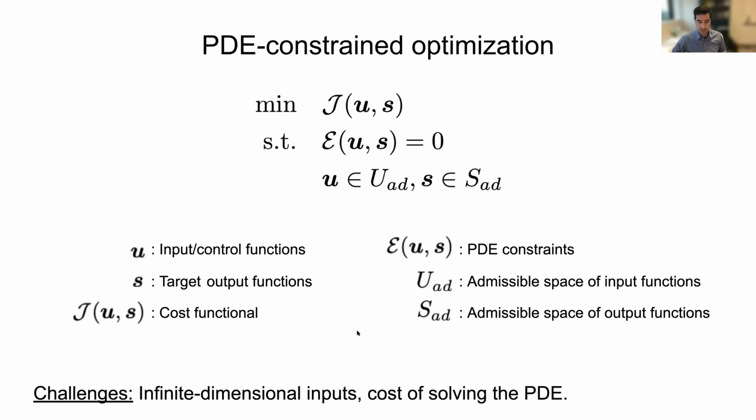And the main advantage of using operator learning is really to bypass the cost of solving the governing equations, which appear here in the constraint, which could be an ODE or a PDE, and in practice, that could be something that is expensive to solve.